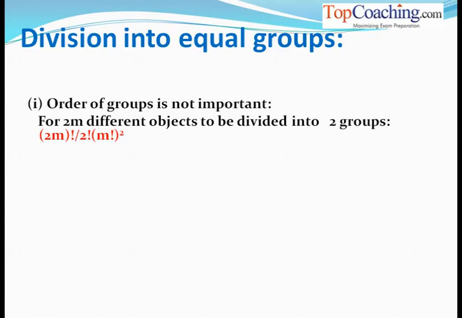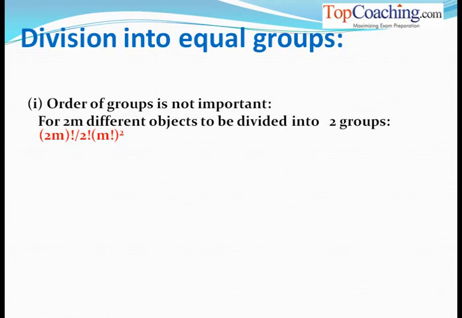So this can be done in (2m)! divided by 2! into (m!) whole square. Now this is very much similar to the previous case which we have studied. Here the difference is m is equal to n. So the total number of objects become 2m and each of the group contains m objects. But the difference here is that it is divided by the 2! term. This is because the two groups have equal number of elements, so they cannot be arranged among themselves. So that is why it has been divided by 2!.